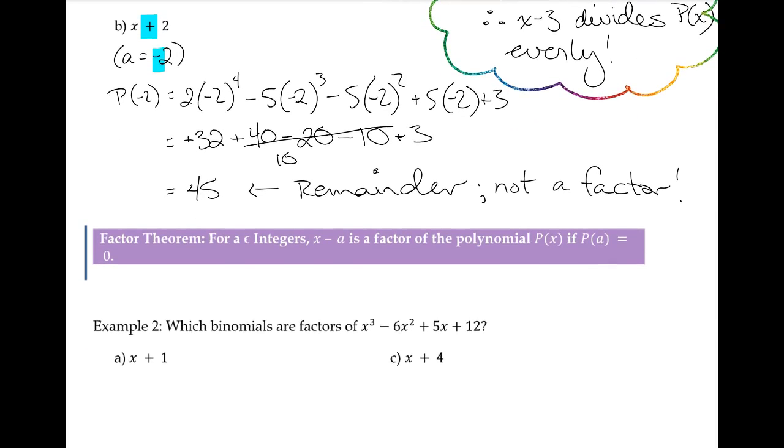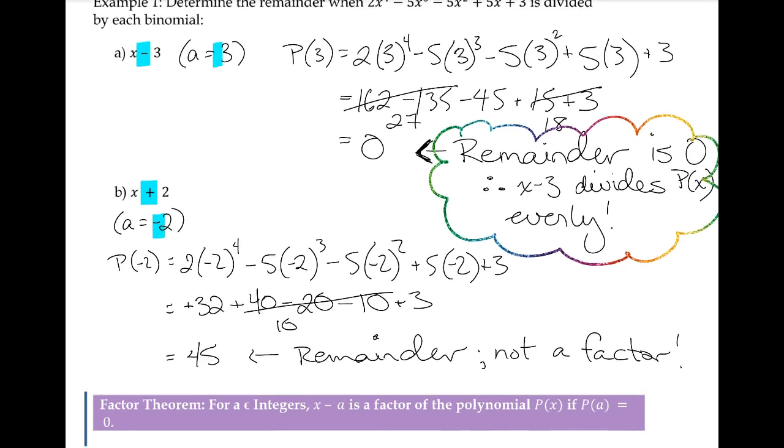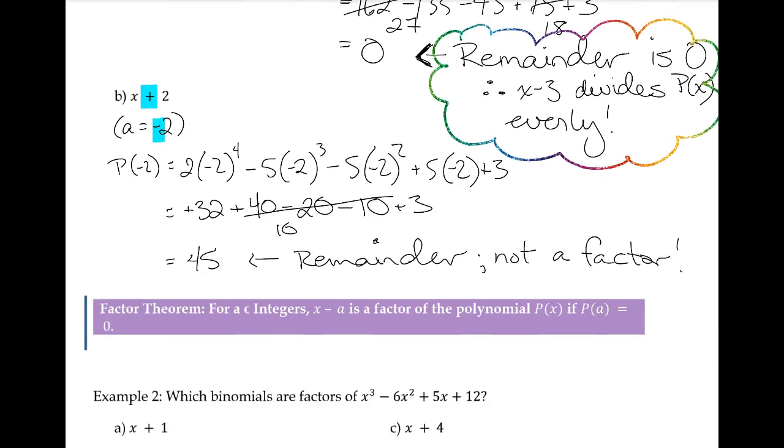So the factor theorem states exactly that if you get a remainder of 0, that binomial is a factor. So we would say that x minus 3 is a factor of p of x. And that's referring to the previous example.